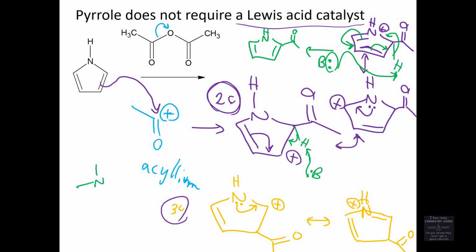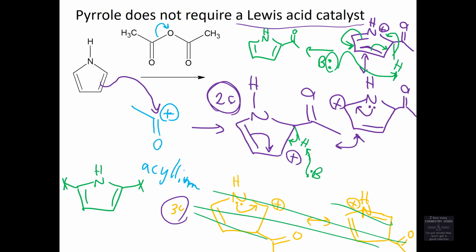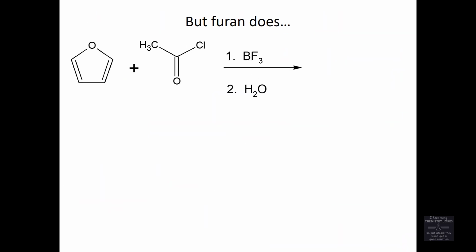If we had some sort of intermediate or reactant where my 2 positions on both sides are occupied with something, then and only then does the 3 position react. But pyrrole preferentially reacts at the 2 position over the 3 position because you get better resonance. Furan also preferentially reacts at the 2 position rather than the 3 position because it's a 5-membered ring heterocycle, so it has the same type of characteristics as pyrrole. Our 2 position will give us more resonance than our 3 position would.